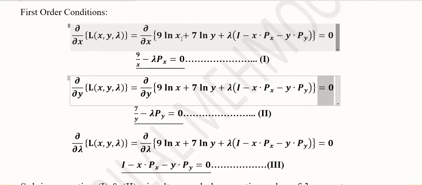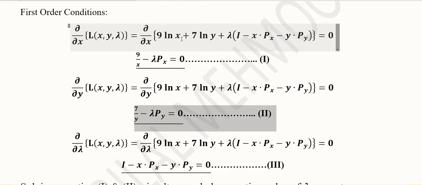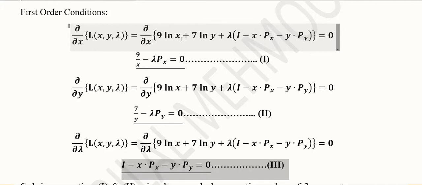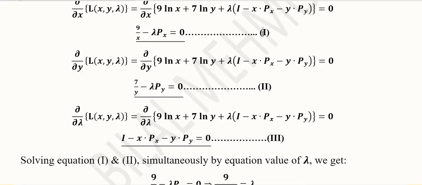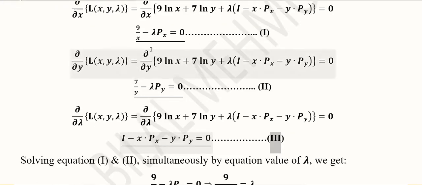So now we have the solution, the first order condition here, the first one is here, and this is the second one, the second first order condition, and this is the third first order condition, and we have saved them as equation 1, 2 and equation 3. Now we have to solve them simultaneously because there are three unknowns in it. One is the value of x, other is the value of y, and the third one is the value of lambda, the values that we want to know.